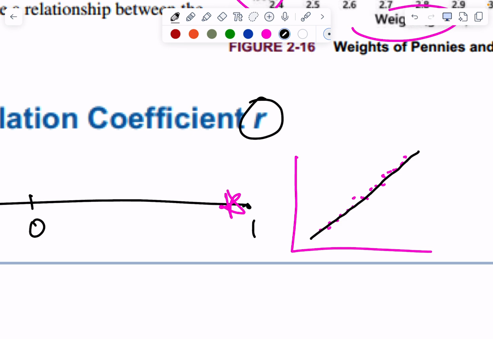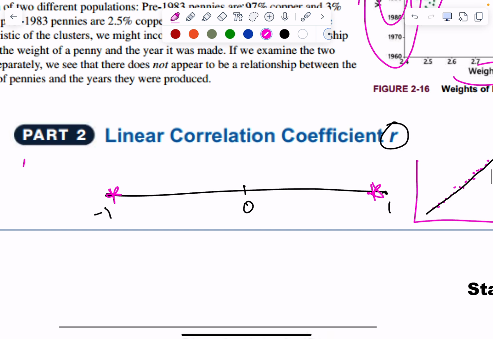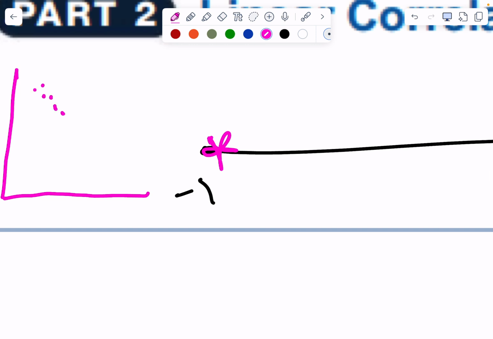Okay? All right, if you are really, really close to a -1, it'd be straight. Literally discussing this. Okay, if you are really, really close to a -1, you look like this. Your dots are still really, really close to the line, but it is a negative slope, right?